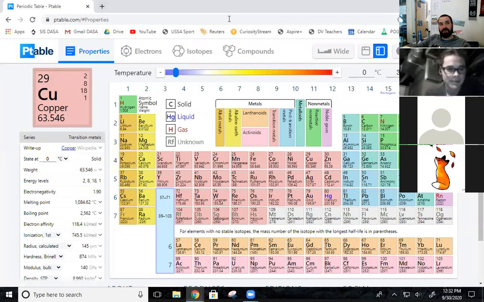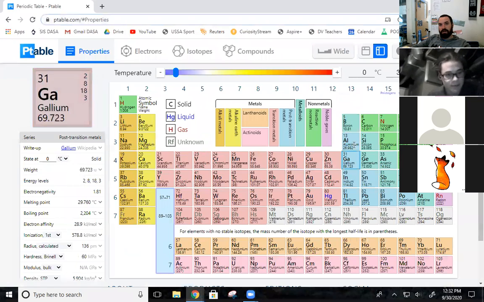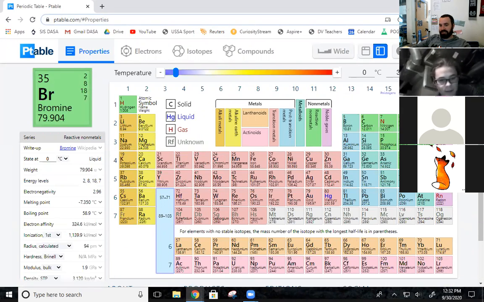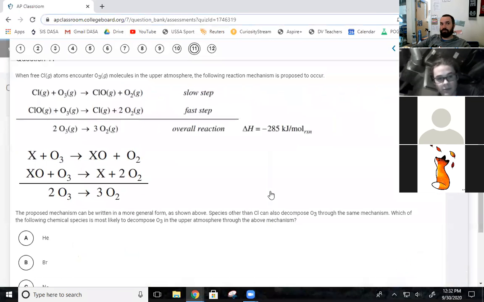So we have some possible answers here. The possible answers are helium, bromine, molecular nitrogen, and molecular oxygen. Chlorine and bromine are right next to each other in the same column. This question is designed to make you crap your pants with all of this business.